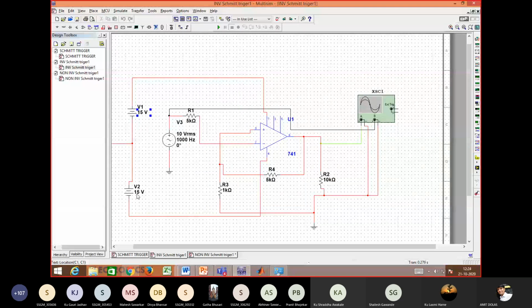So here upper threshold and minus means lower threshold. If you calculate, it will be 1 upon 1 plus 5 into plus minus VSAT. So 1 upon 6, that is R3 by R3 plus R4 if you look at the circuit. So it is 1 by 6 into 15. That would be the upper threshold plus and lower threshold minus.